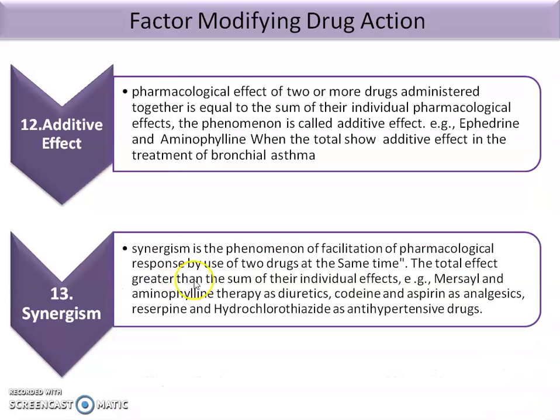Then the next is synergism. Synergism is the phenomenon of the facilitation of the pharmacological response by the use of two drugs at the same time. The total effect is greater than the sum of their individual effects. Here is the difference between the additive effect and synergism. In synergism, the total effect we get from the two drugs may be more than the sum of their pharmacological effects. That is, here 1 plus 1 is not equal to 2, it is equal to maybe 3. Examples are codeine and aspirin as analgesics, and reserpine and hydrochlorothiazide as antihypertensives.